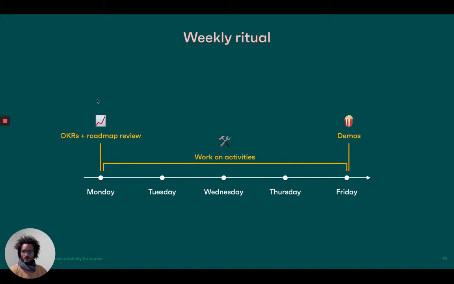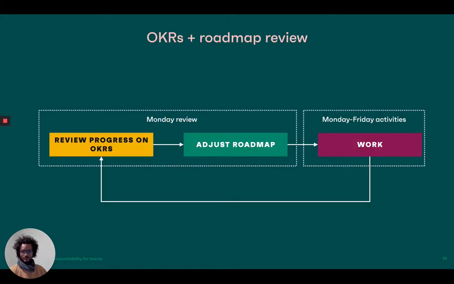Now I want to zoom in on that OKR plus roadmap review, and this is what it looks like. So you want to really start by looking at the outcomes first. And then based on the progress on outcomes, which is the progress on OKRs, you'll think about whether or not you want to adjust a roadmap.